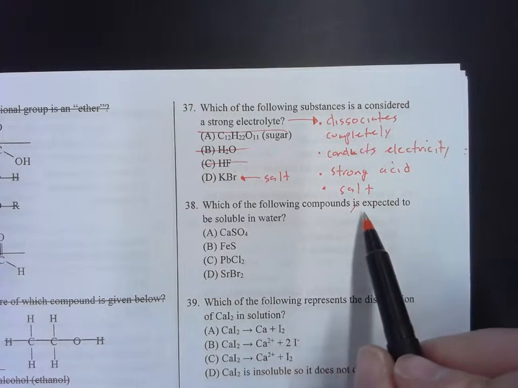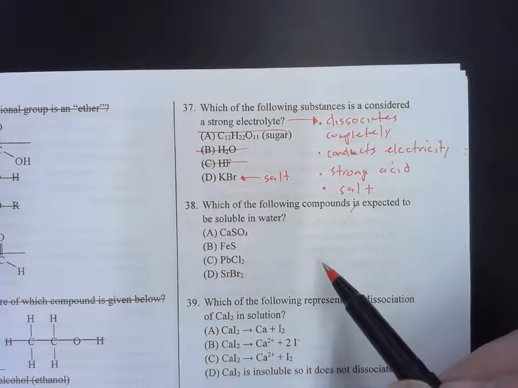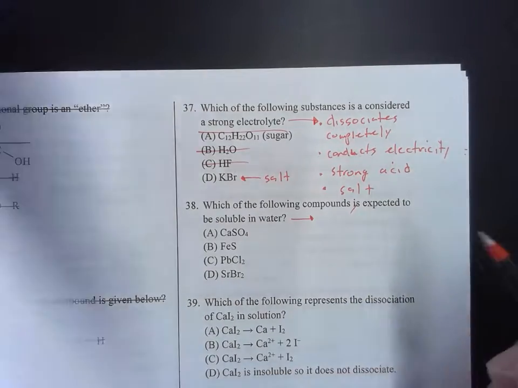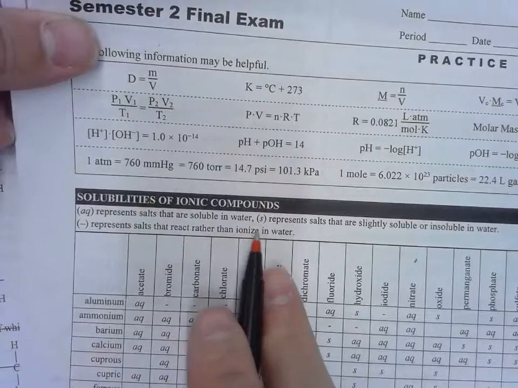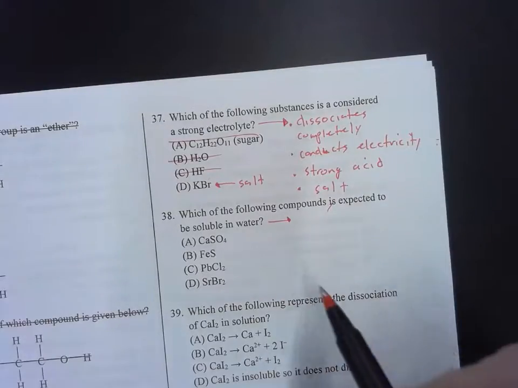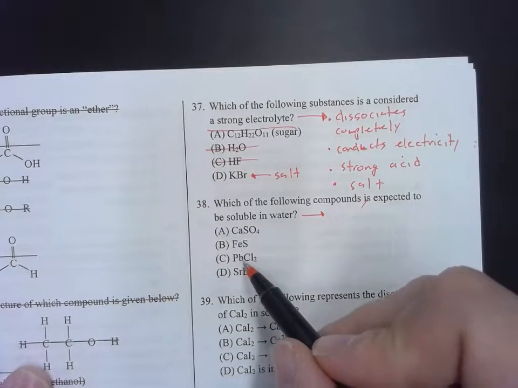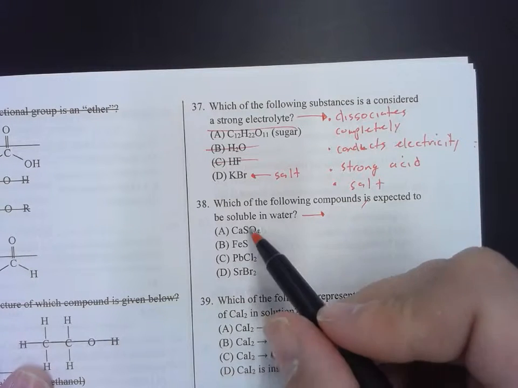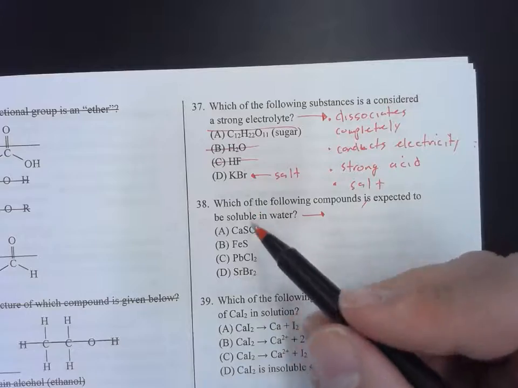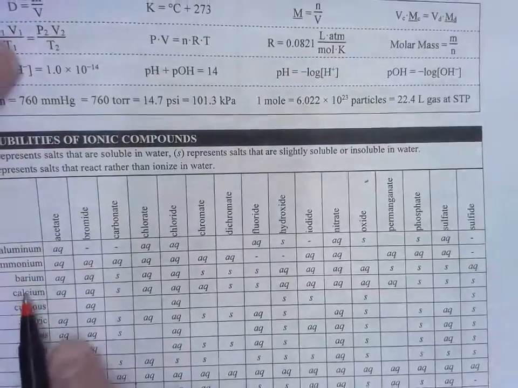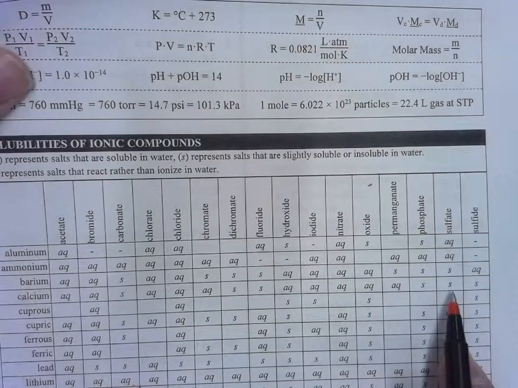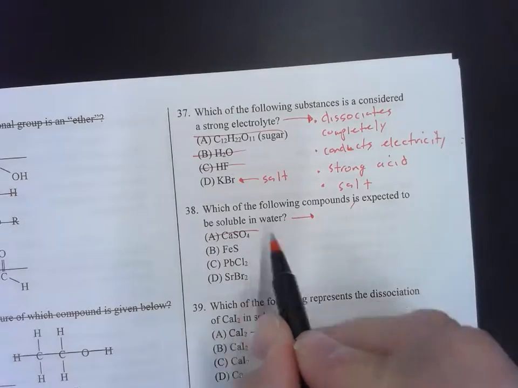Which of the following compounds is expected to be soluble in water? So what's soluble in water? Well, you've got your solubility table right here, don't you? I was going to say ionic compounds. Let's see. Calcium, iron, lead, and strontium, all ionic compounds. So we got to go through each one and see. Calcium sulfate. Calcium sulfate solid. No, cross it off.